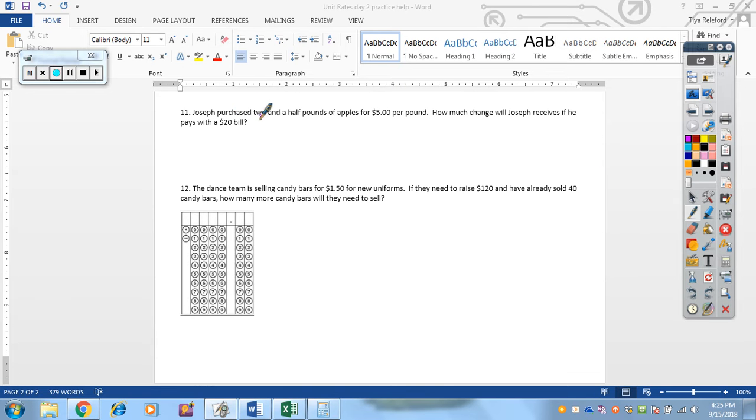Number 11, Joseph purchased 2.5 pounds of apples for $5 per pound. How much change will Joseph receive if he pays with a $20 bill? So I need to multiply first to find out how much the cost is, because the change is $20 minus the cost. But I don't know how much it costs yet. So I have $5 times 2.5 pounds. So I'm going to do that first.